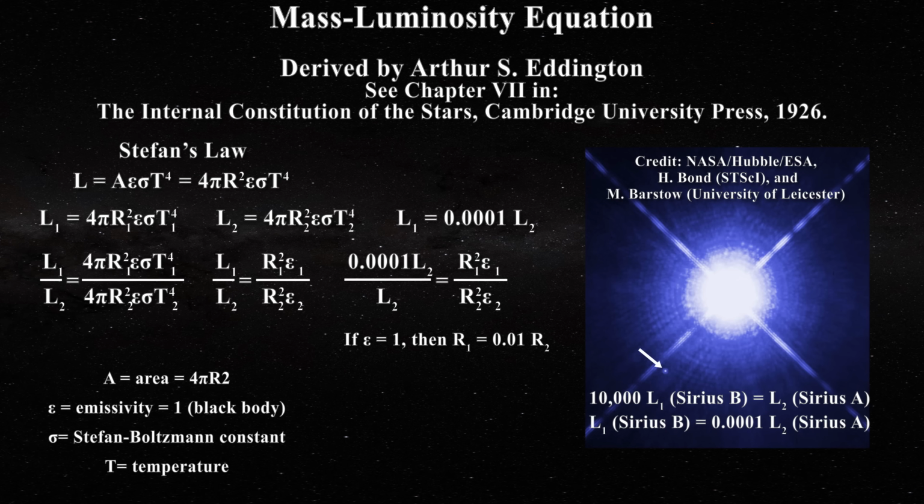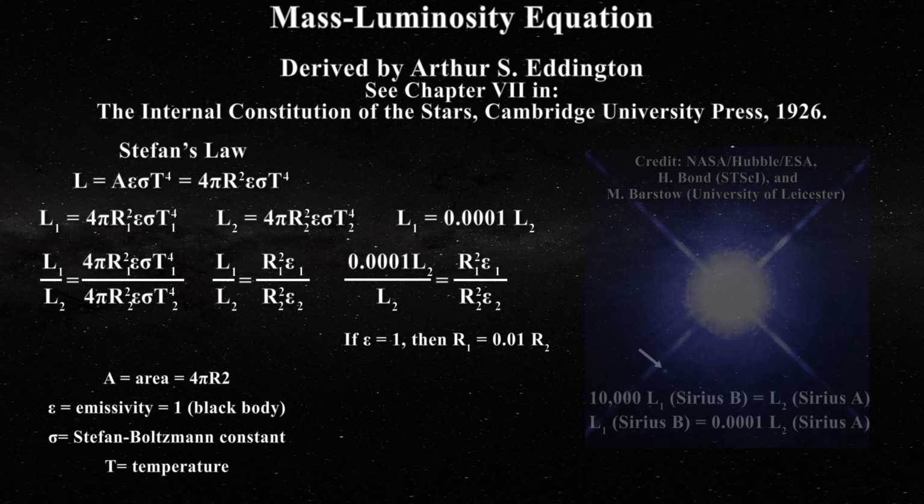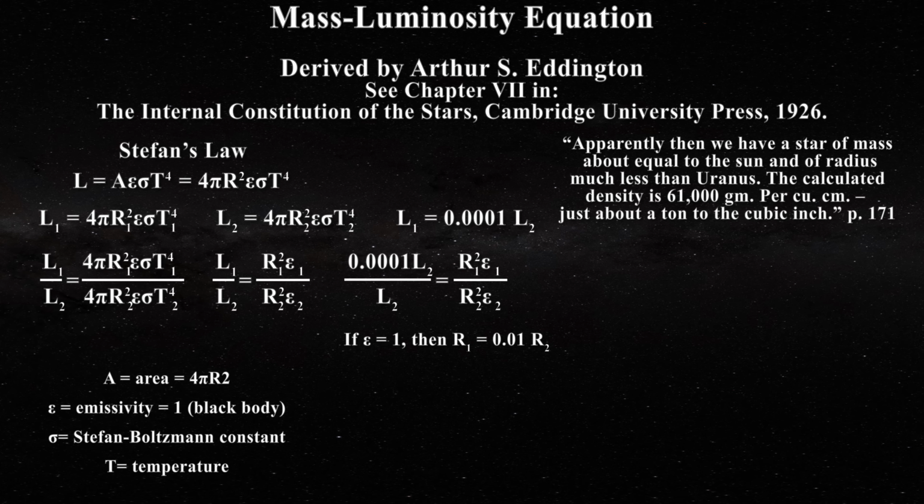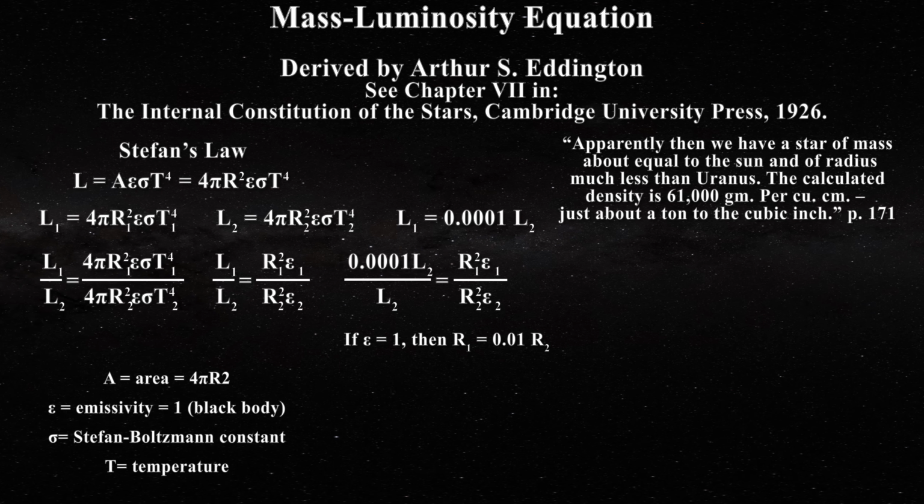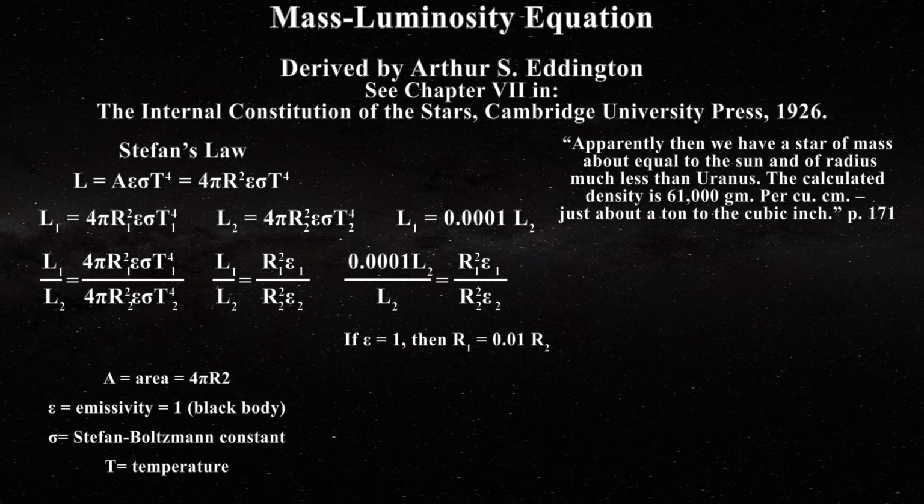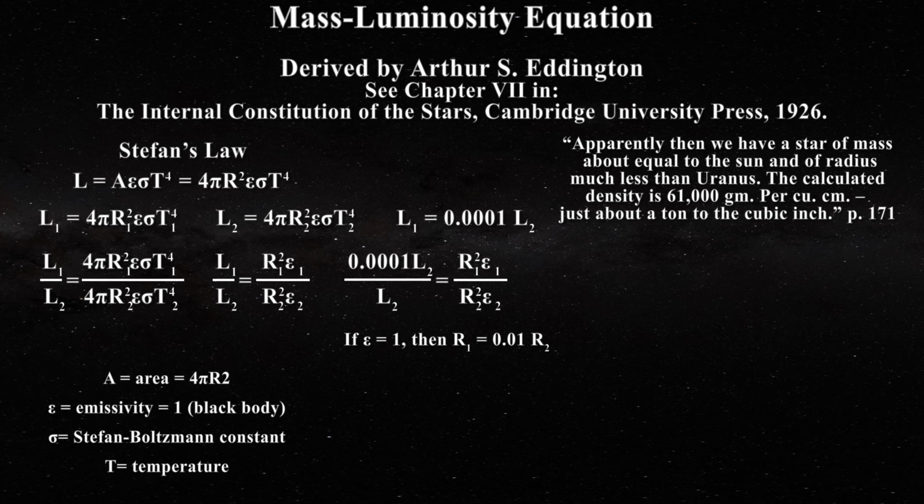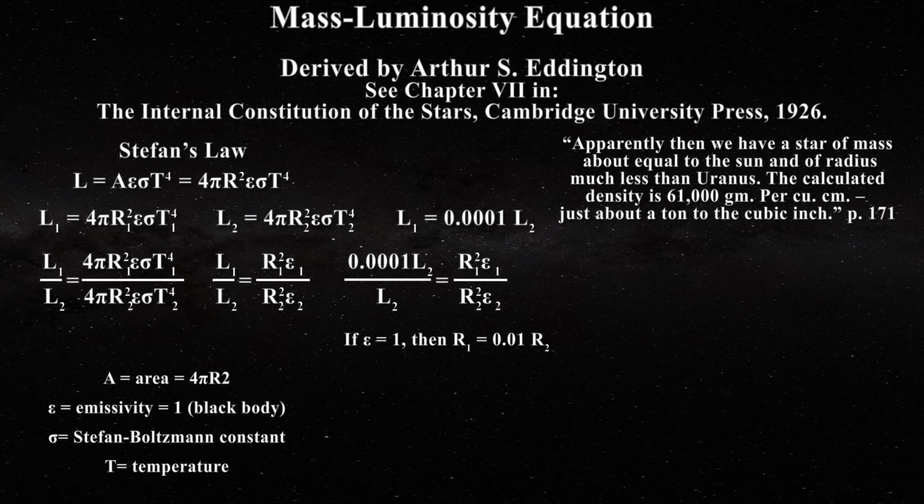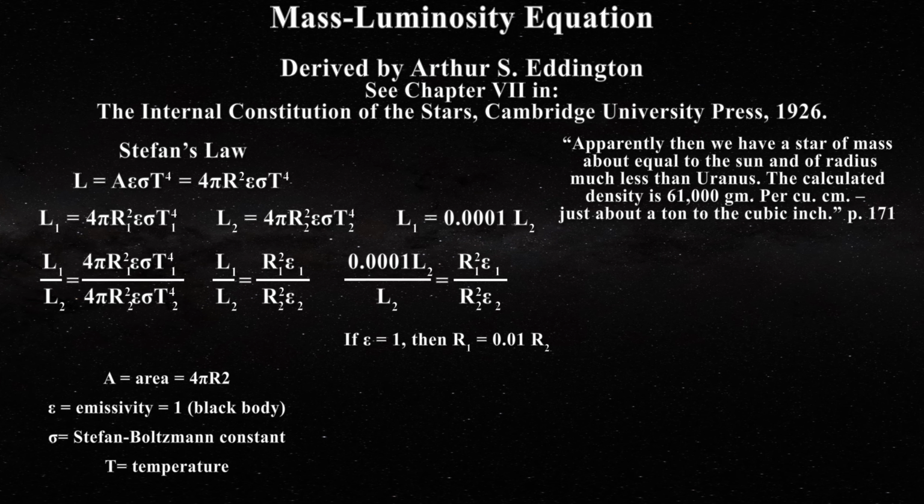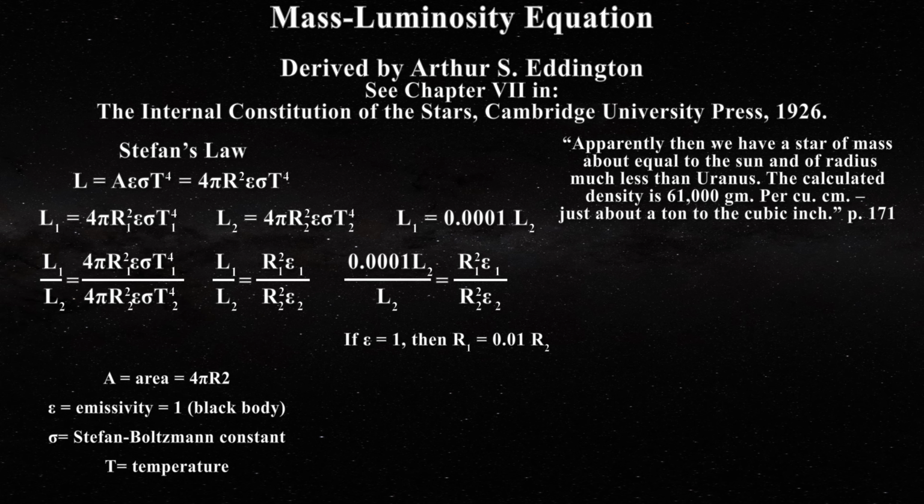Eddington does the calculation using known masses and luminosities for both stars. He ends up making the following statement. Apparently then, we have a star of mass about equal to the Sun and of radius much less than Uranus. The calculated density is 61,000 grams per cubic centimeter, just about a ton per cubic inch. With that statement, white dwarfs became incredibly dense.